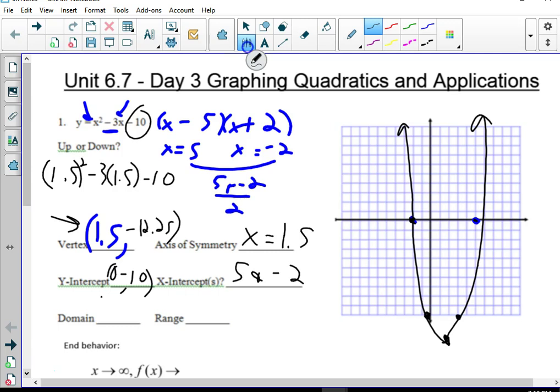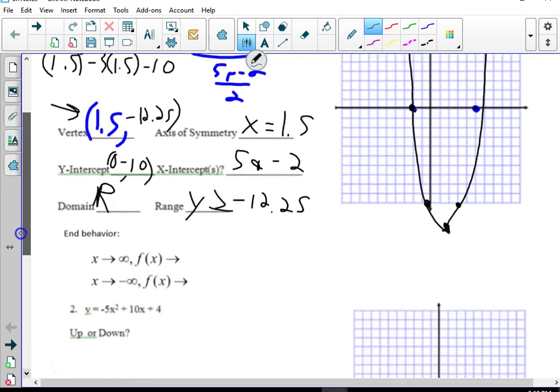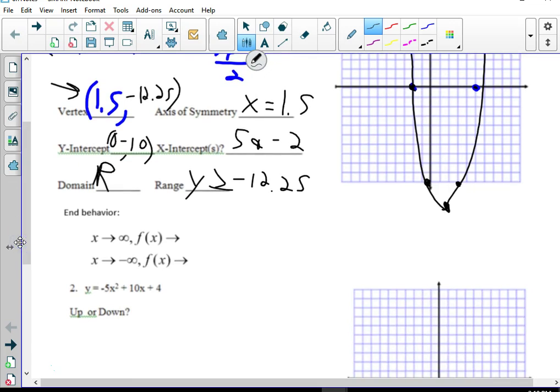So the domain, again, is all real numbers. The range, is it greater than or less than? Greater than or equal to what number? Negative 12.25. It's starting at negative 12.25 and going up. In end behavior, again, it's just going up and up that way. We're going to skip number 2 because we had enough practice with that.